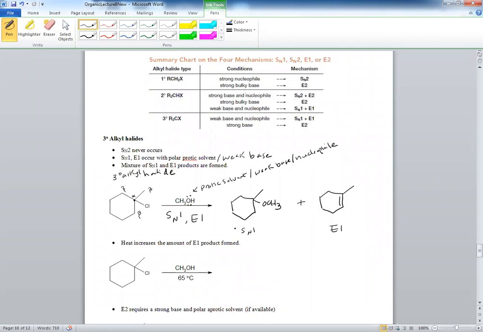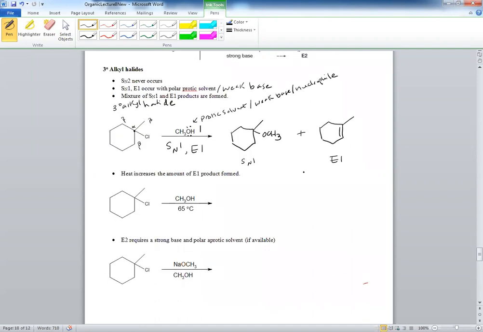Now, to give you an idea, SN1 usually predominates, meaning you'll have much more SN1 than E1. Some books report up to 95% SN1 product and E1, but it varies, so we're just going to include both. So anytime you have the possibility of SN1, E1, you will include both. However, if you would like to make more E1 product than SN1 product, you would have to use heat, high temperature. So this is above room temperature, which is 25 degrees. This is 65.